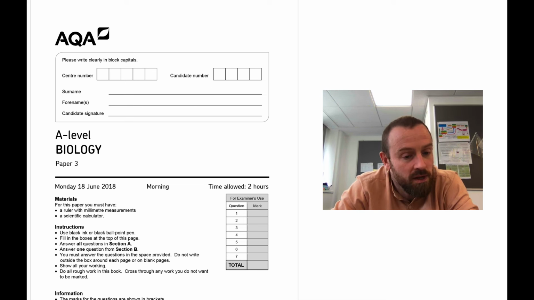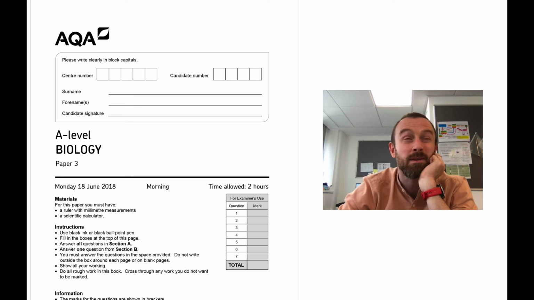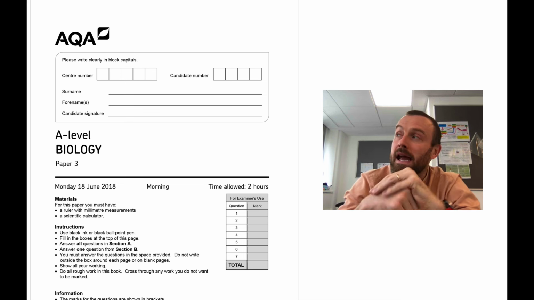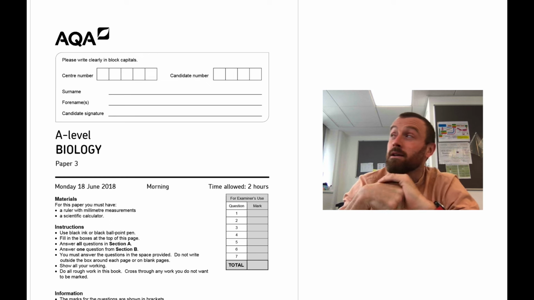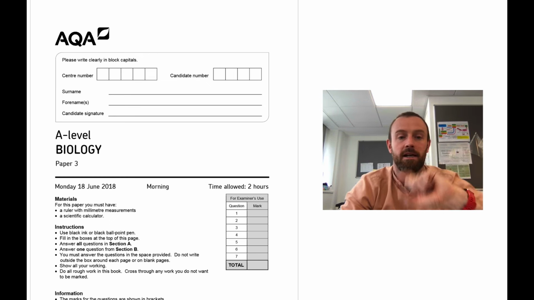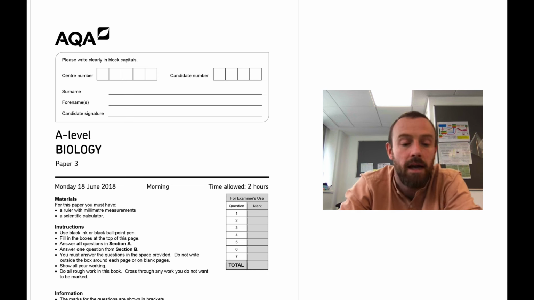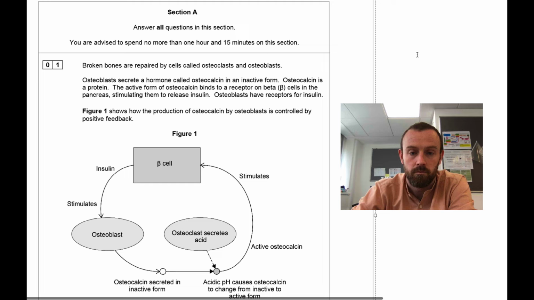And the reason I'm starting with this 2018 paper, if you're sitting this in 2024, I would say probably the best papers for you to be doing are 2018, 19, 20, and then maybe 21 as well, because those papers are more likely to have content that is similar to what might come up in 2024. Okay, so let's get into it.